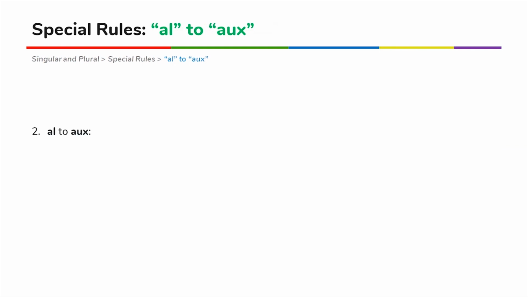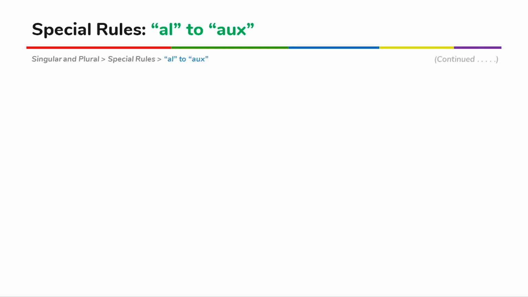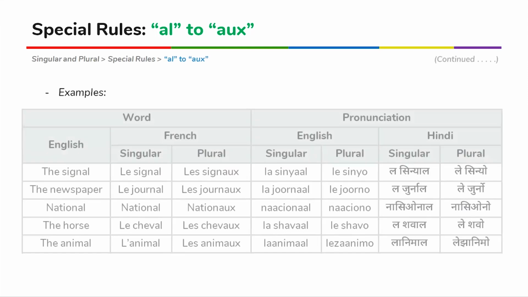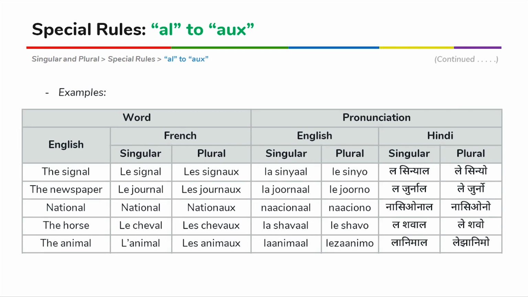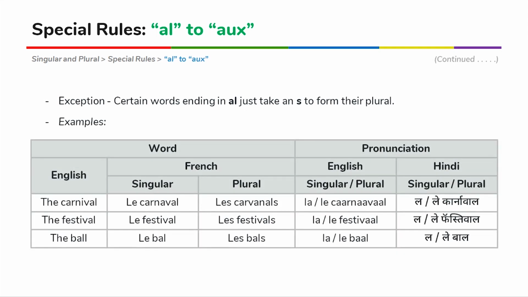AL changes to AUX. For nouns and adjectives ending in AL, the AL changes to AUX to form its plural. Examples: le signal changes to les signaux. Le journal changes to les journaux, and so on. There are some exceptions to this rule, wherein certain words ending in AL just take an S to form its plurals. See the given examples.